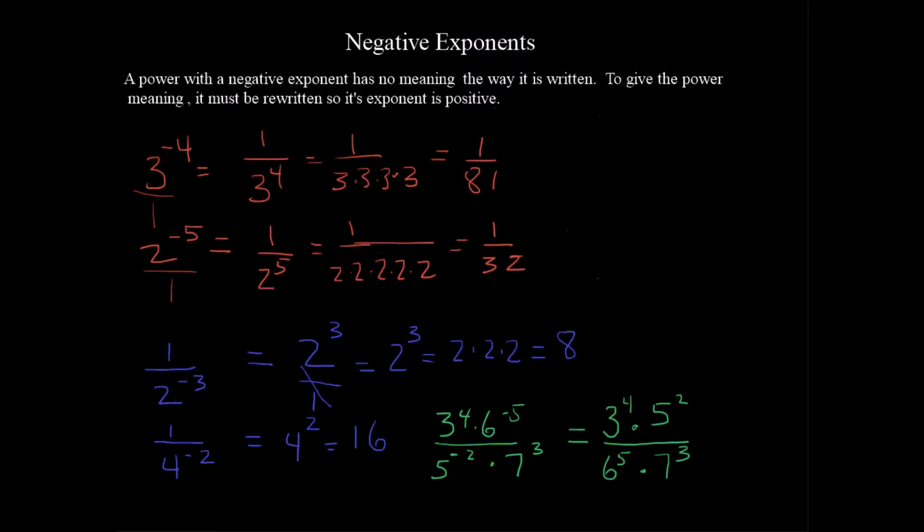So in conclusion, we can express this as a to the minus n equals 1 over a to the n, and a cannot be equal to 0.